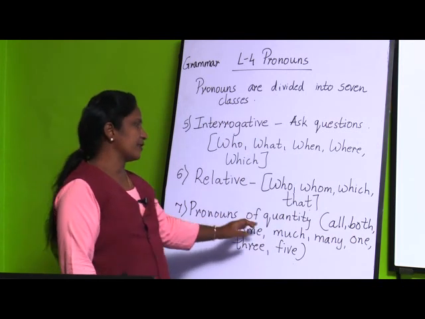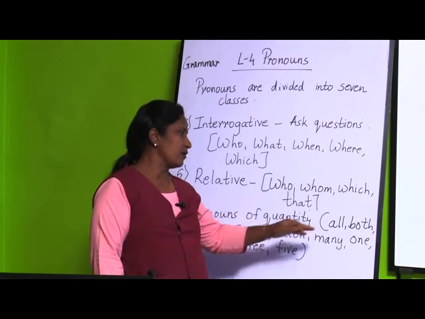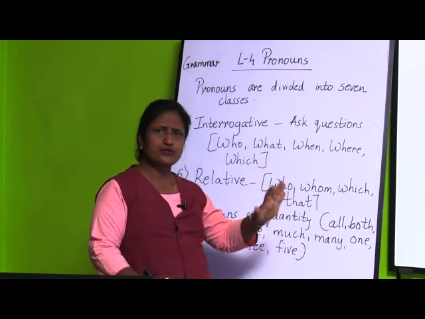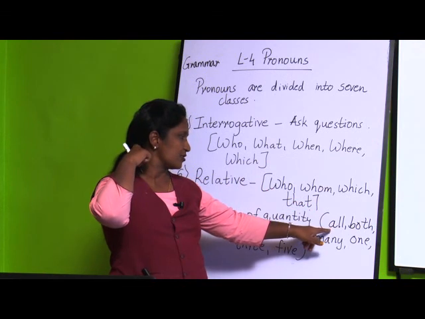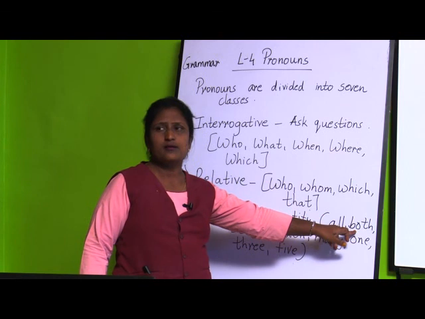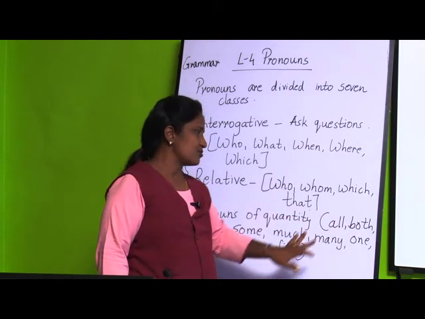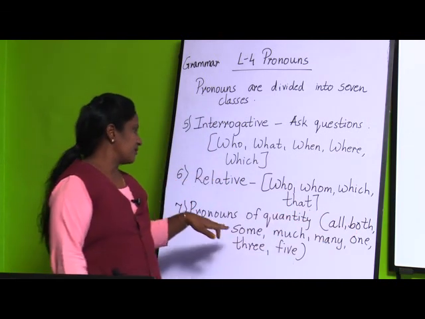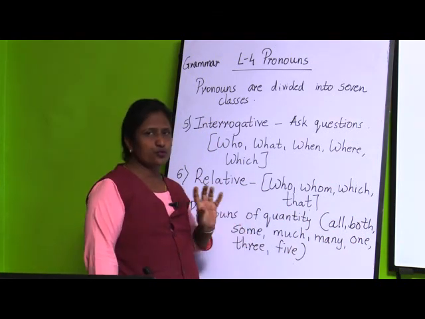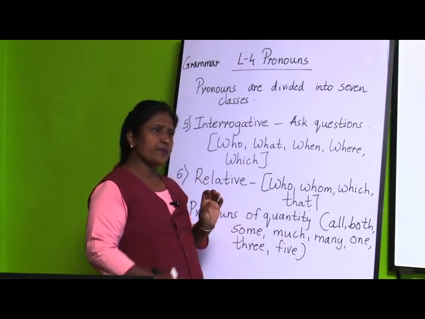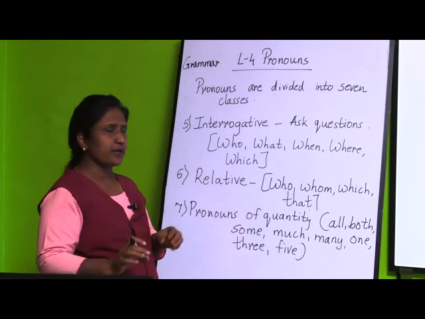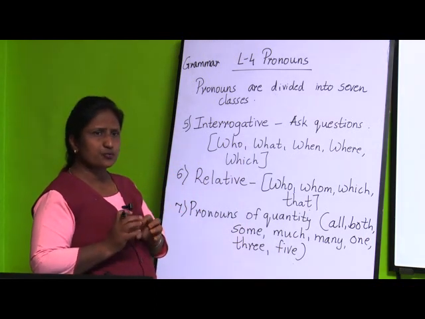So, pronouns of quantity means what? Here we show the quantity, like all. All the students are present in the class, means we do not know the number, but we are talking about all the students. Then both: me and both sisters were writing the essay, means we are talking about two sisters. Then I have some rice in my tiffin. Here with some, we do not know the exact quantity, but we know we are talking about some quantity.